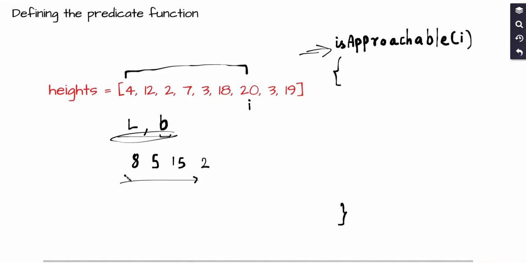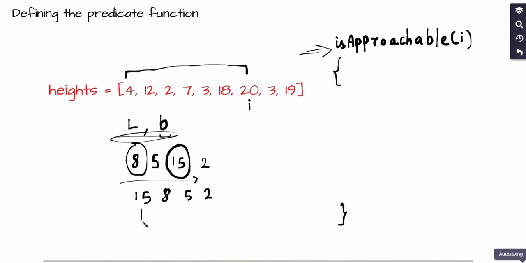So what is the optimal move? The optimal move would be to use the ladder for those jumps which require the maximum number of bricks. First priority would be this 15. Second priority would be this 8, like the priority of using the ladder, and so on. So I will sort this array in decreasing order of values. That would give me 15, 8, 5.